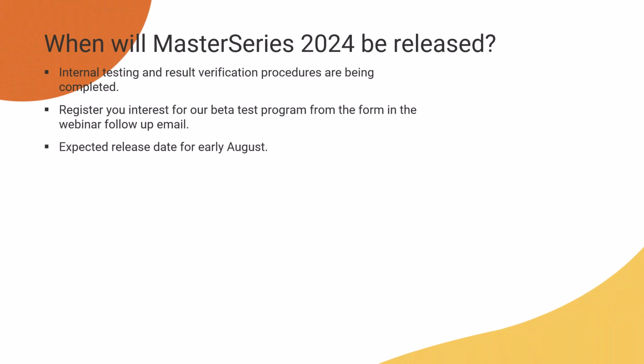So the million-dollar question: when will MasterSeries 2024 be released? We're well underway with our internal testing and result verification. Those are being completed. You will see on the webinar follow-up email an invitation to participate in our beta testing program. So if you'd like to register your interest in that with the form that will be provided, we'll update you as soon as that beta testing release is ready. At this stage, we're probably at a similar stage to where we were at this point last year, so we can expect release for early August is what we're looking at.